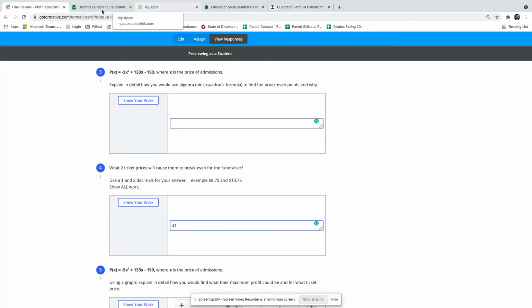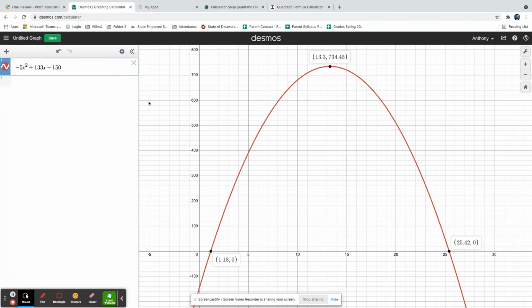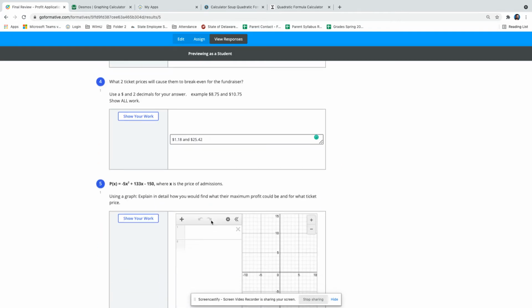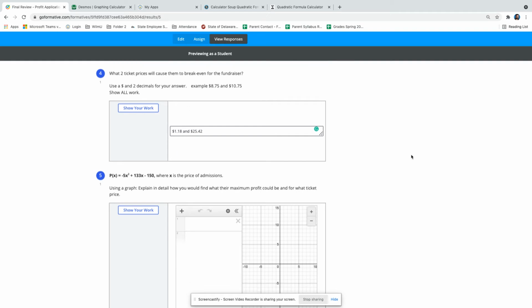So I think it was $1.18. So 118, and they give you an example of how to write the format in $25.42, and that would be good. Okay, so it should give you feedback if that's correct. And if it marks it wrong, just because you have an extra space or something like that, I can always fix it at the end.